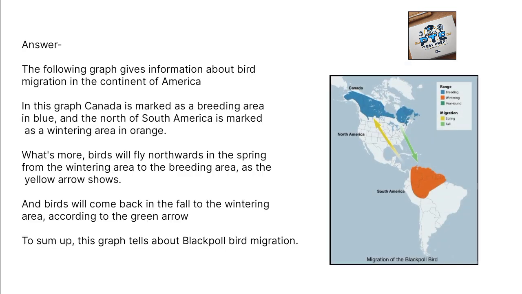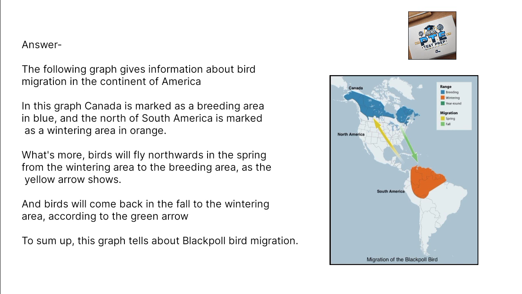The following graph gives information about bird migration in the continent of America. In this graph, Canada is marked as a breeding area in blue, and the north of South America is marked as a wintering area in orange.